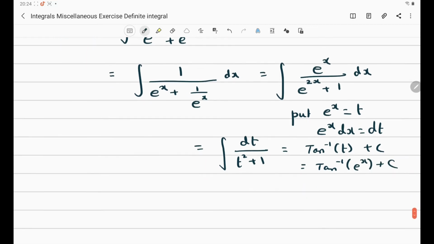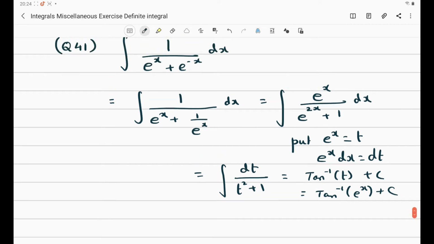So, question number 41 is a multiple choice question where we got tan inverse of e to the power of x plus c, which is option A. So, option A is the correct choice.